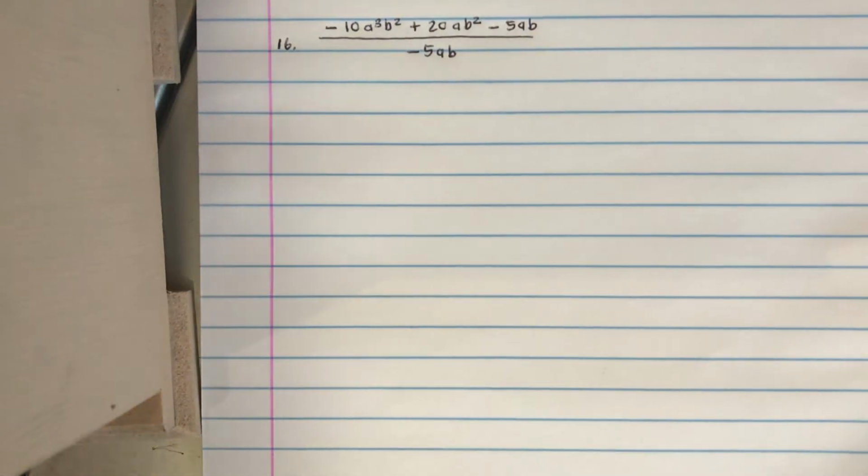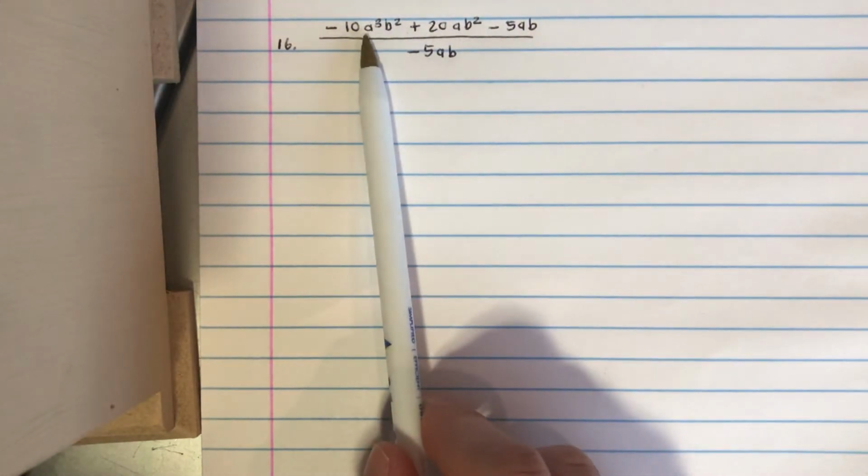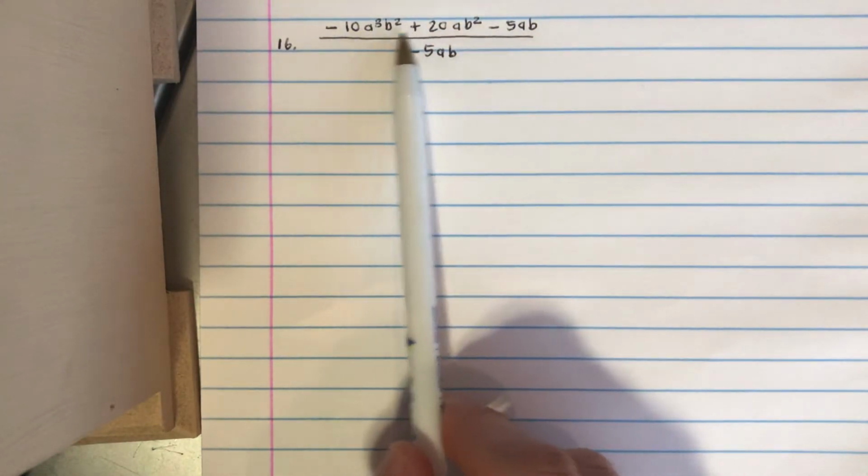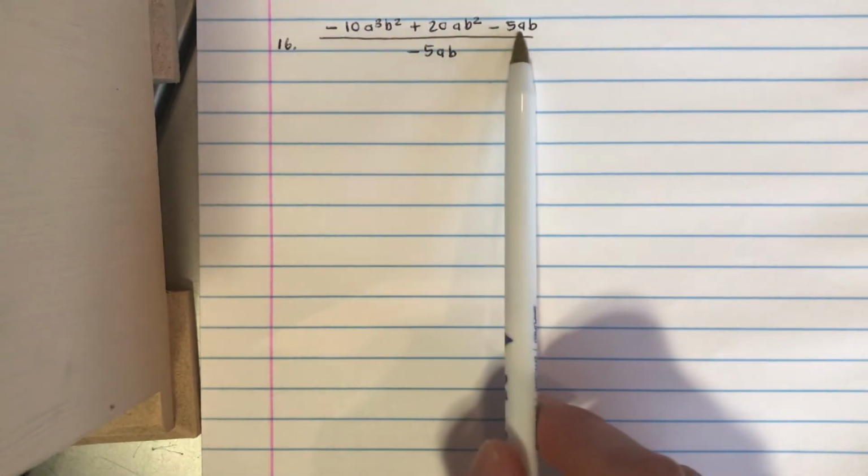Okay, hi everyone. This is just an algebraic expression and it's called a fraction or a quotient. The nice thing about this fraction is that we only have one term in our denominator. If you only look at your denominator, you can see it's only one term, negative 5ab. And in your numerator, you have numerous terms. There are three terms.